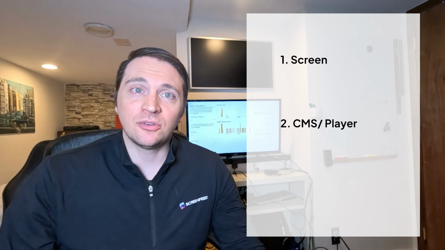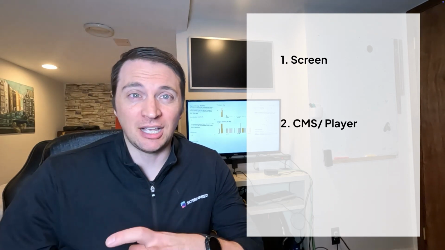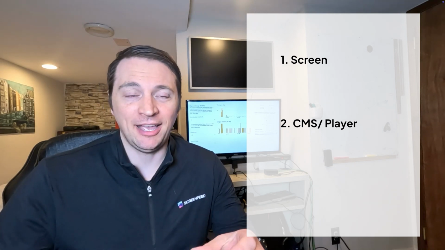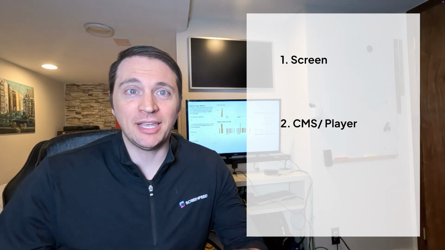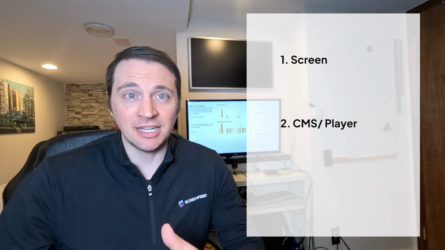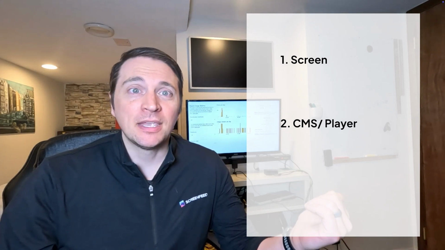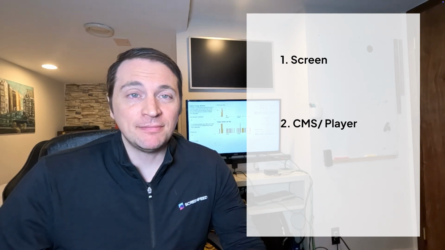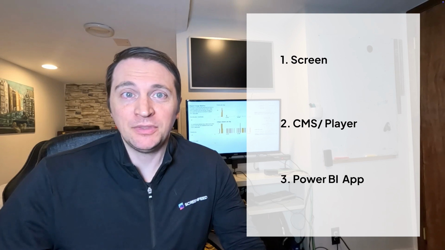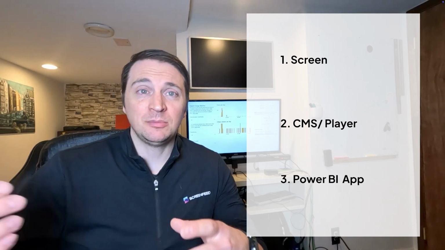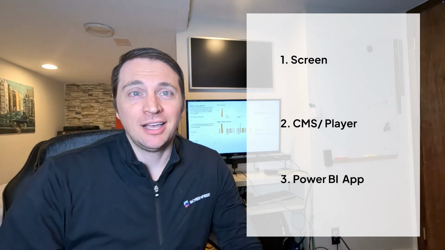The second thing that you're going to need is a player or player software. Some players require additional software, some software have specific players, but either way you'll need some sort of mechanism to play back the content. And in this case we're going to be using a Raspberry Pi and a software called Yodeck. The third thing that we're going to need is Power BI from ScreenFeed. This is an app that allows for your Power BI reports to be translated and put onto a digital signage device like the Raspberry Pi I have here.